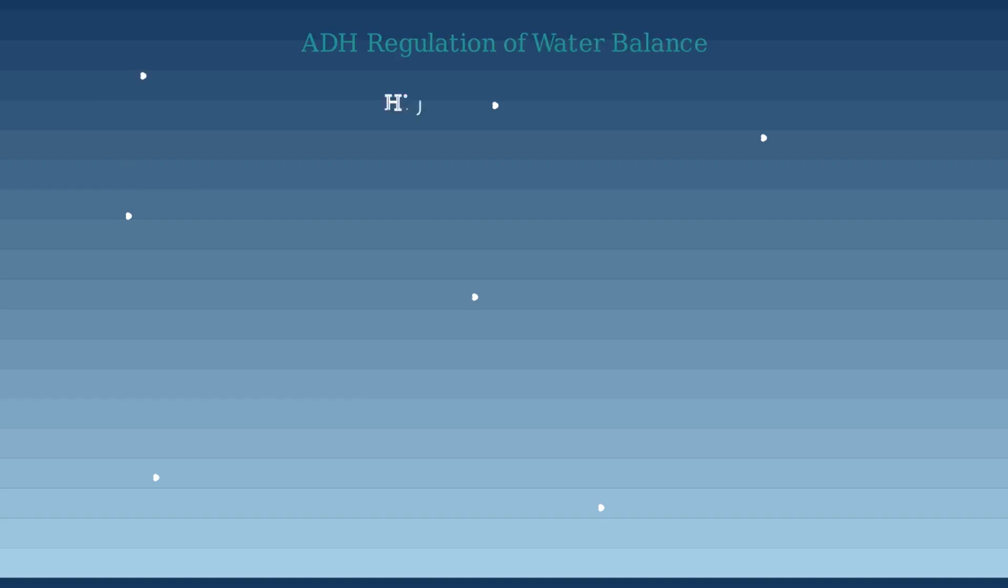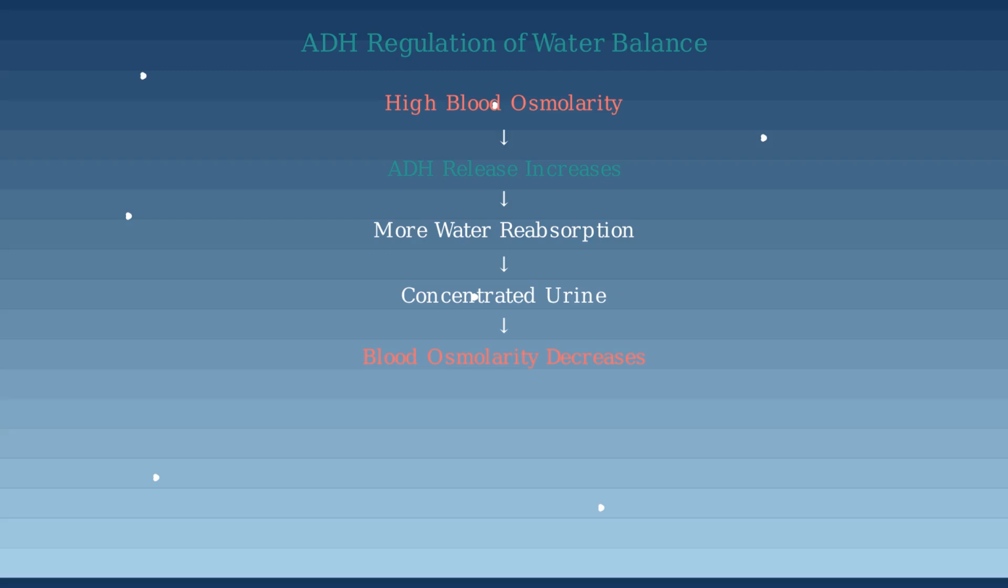When blood osmolarity is high, ADH release increases, leading to more water reabsorption and concentrated urine. This helps decrease blood osmolarity back to normal levels. Conversely, when blood osmolarity is low, ADH secretion is inhibited, resulting in less water reabsorption and more dilute urine.